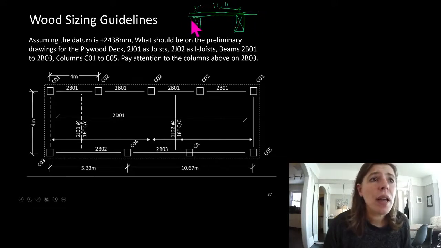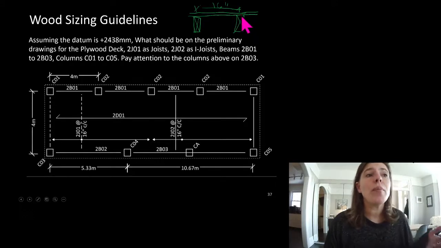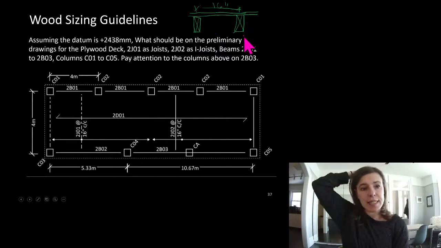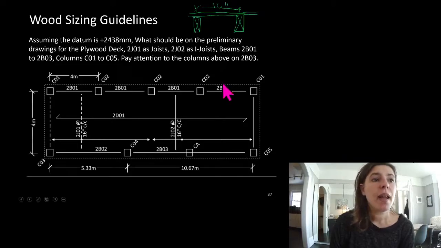This is our plywood, and here are our joists, or maybe they're the engineered I-joists. I was just drawing them for demonstration. Center to center of each of those is 16 inches. And that's what they've told us they're actually drawing here.